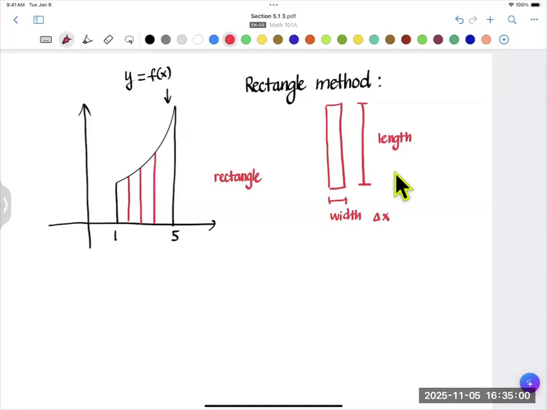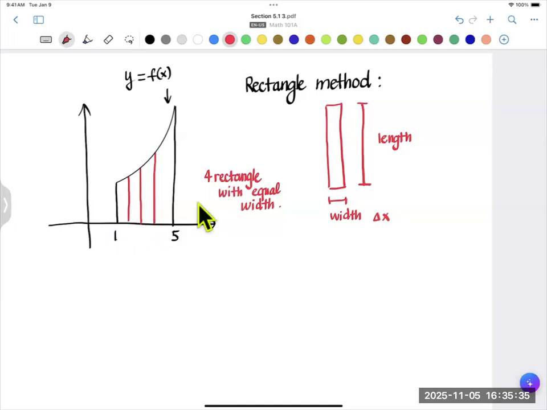Four rectangles with equal width. It means I want all the widths to be the same. The size of the rectangles will be different because it depends on the height of each rectangle, but I want all the widths the same. So how do I find the next value at each of these lines right here? I want to find the width of each rectangle. How do we do that?